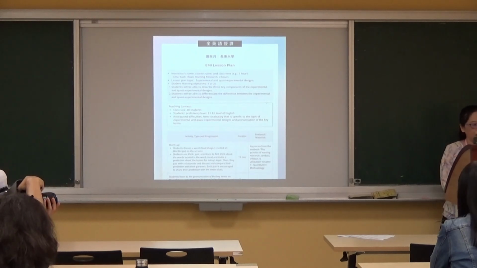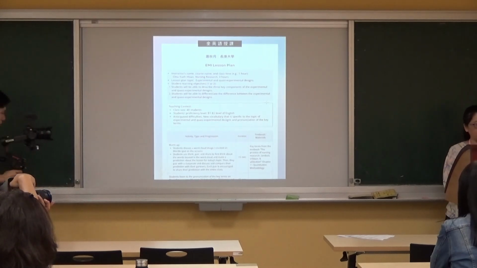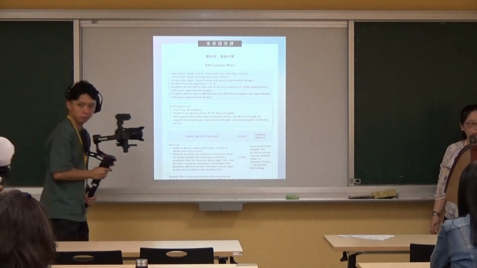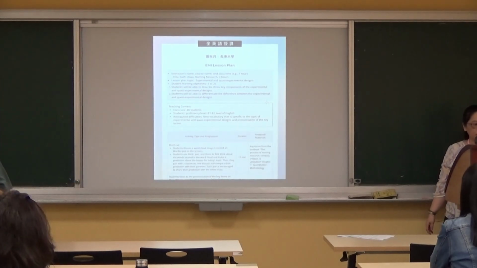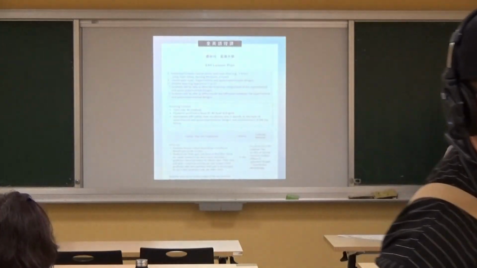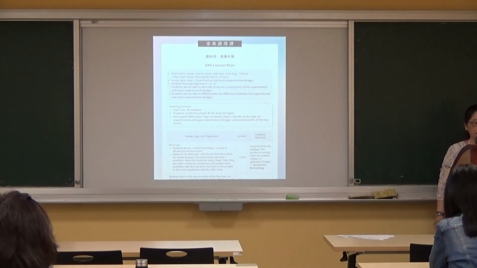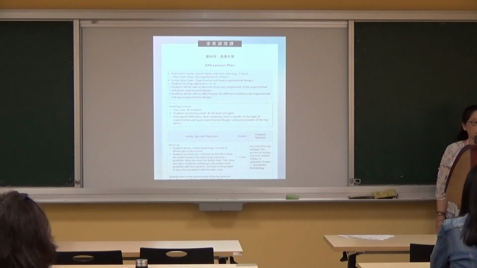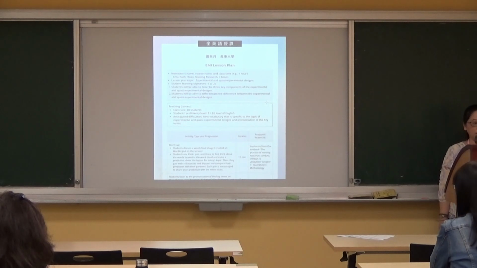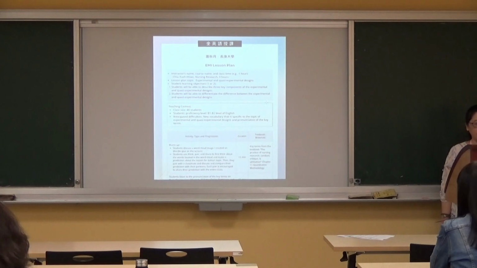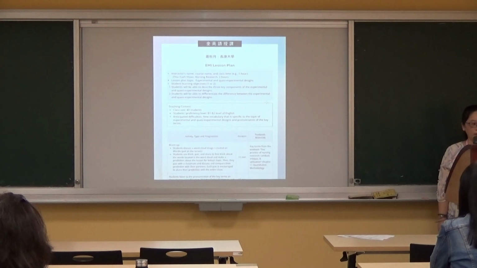Here are the student learning objectives. First of all, the topic I'm teaching is experimental and quasi-experimental design. I just picked two objectives. The first one is, by the end of these classes, students will be able to describe three key components of experimental and quasi-experimental design. And the second one is, by the end of this class, students will be able to differentiate between experimental and quasi-experimental design.